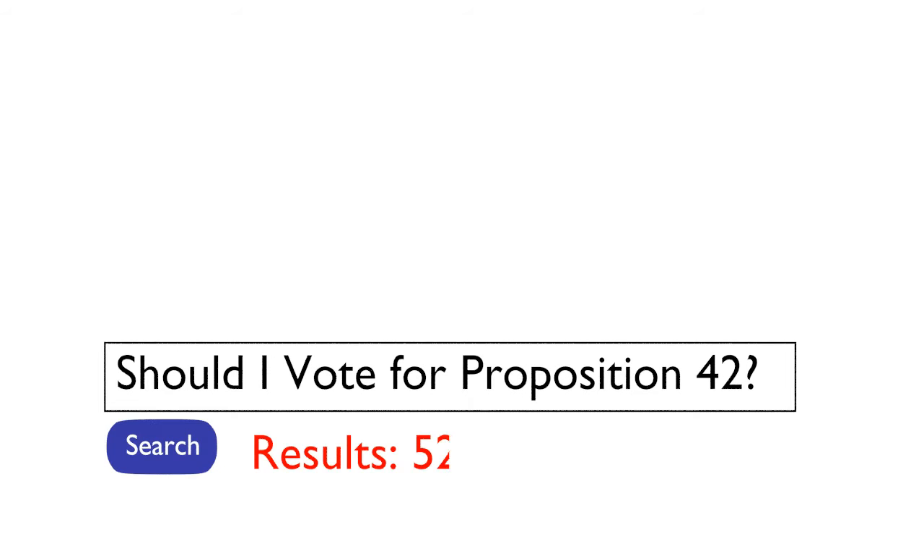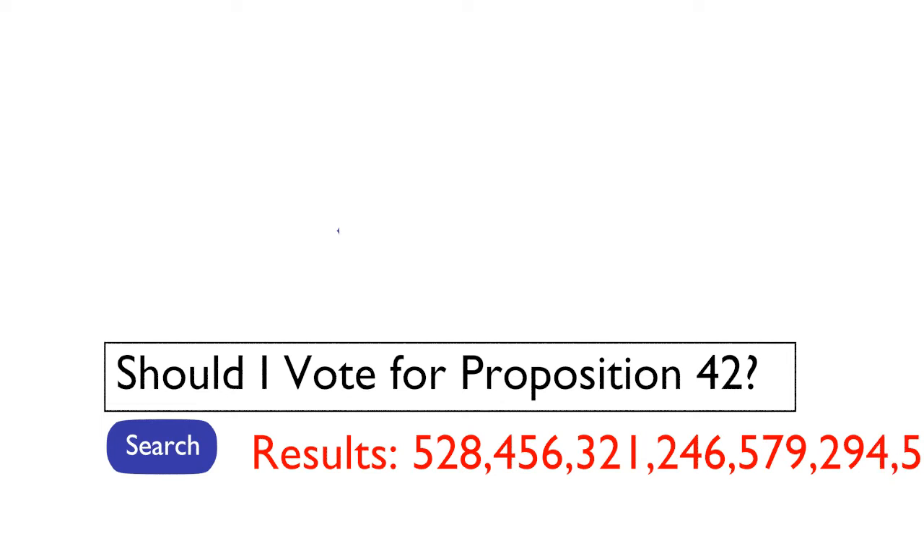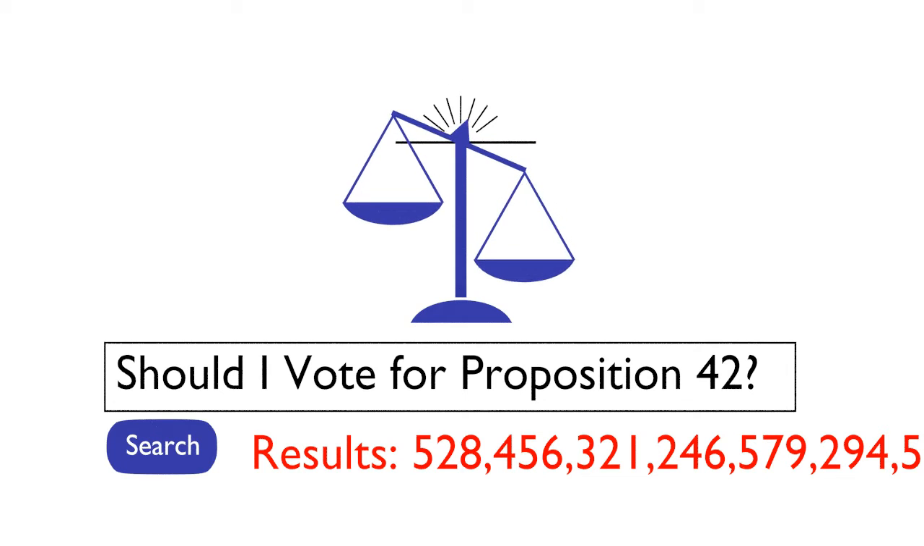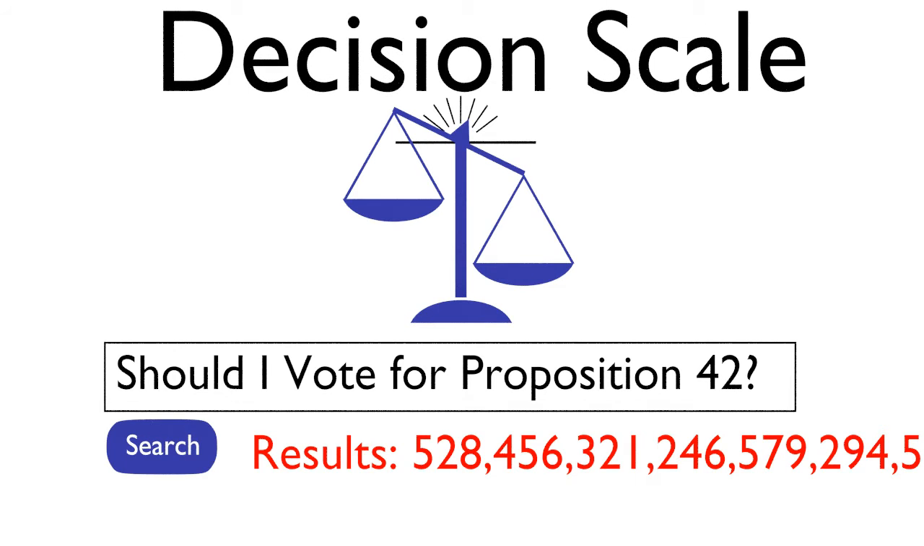We've all come across complicated issues that have so many opinions and facts that it's hard to determine the right action to take. What if there was a tool where everyone could come together and organize all the facts and calculate a decision to vote for or against a proposal? We could call it a decision scale.